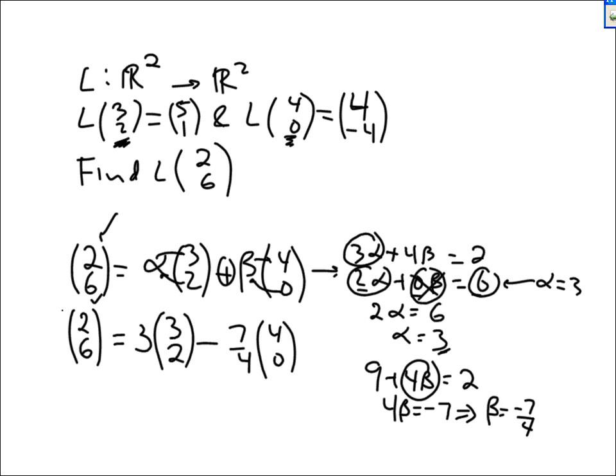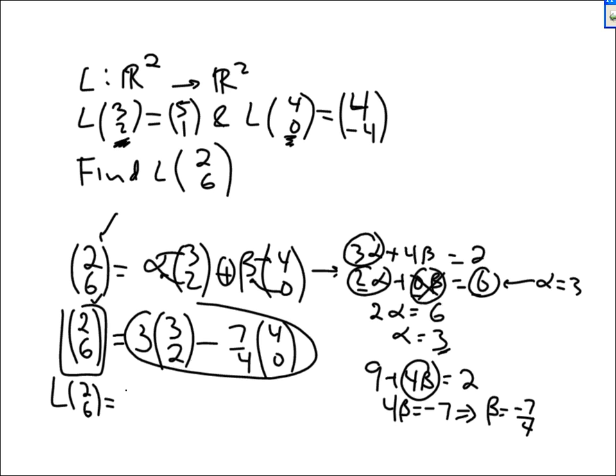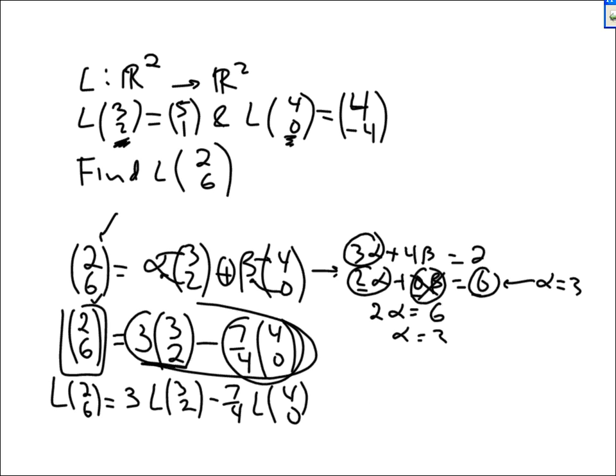So, L of 2, 6 is equal to L of the right side, which is nothing more than L of this, which is 3 times L of 3, 2, minus L of this, which is 7 quarters times L of 4, 0. But I know those L's. I know what L of 3, 2 is. I know what L of 4, 0 is. They gave it to me. It's the second line from the top. They outright told me what they were. I'm going to jump on that.